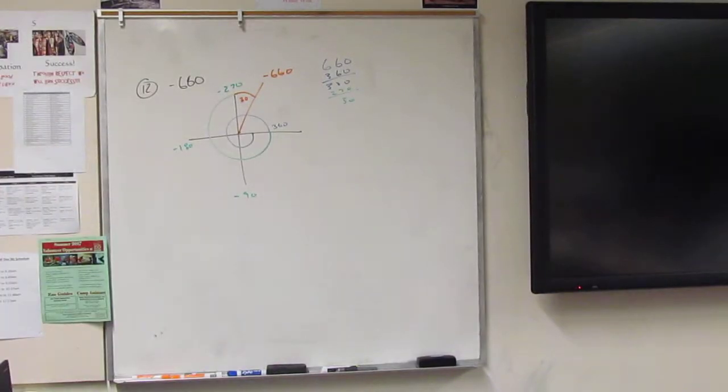Okay? Break it down into pieces we know by 90s. So we got 90, 180, 270, and 360s. Once you break it down into those pieces, now you can break it down into the smaller pieces.